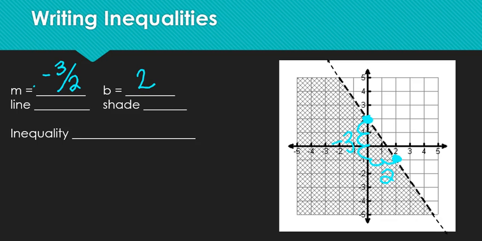Okay? What kind of line? That is a dotted line. And I am shaded below. Okay? So my inequality, y, and because I'm shaded below, y is less than, and because it's dotted, I don't put a line. My slope is -3/2, and that's the coefficient of x, and my y-intercept is +2. And that's it, guys. Have a great day.